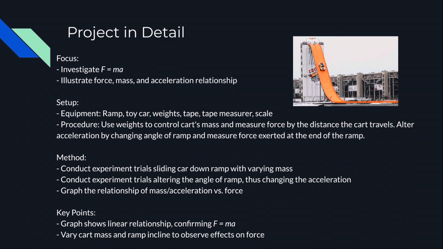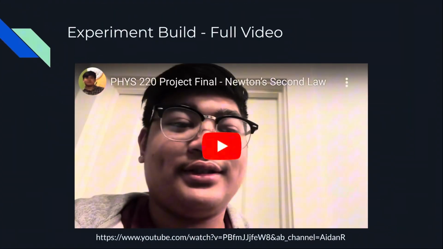Method: conduct experiment trials sliding the car down the ramp with varying mass. Conduct experiment trials altering the angle of the ramp, thus changing the acceleration. Graph the relationship of mass/acceleration versus force. Key points: the graph shows a linear relationship confirming F equals ma. Vary cart mass and ramp incline to observe effects on force. And now into my video.